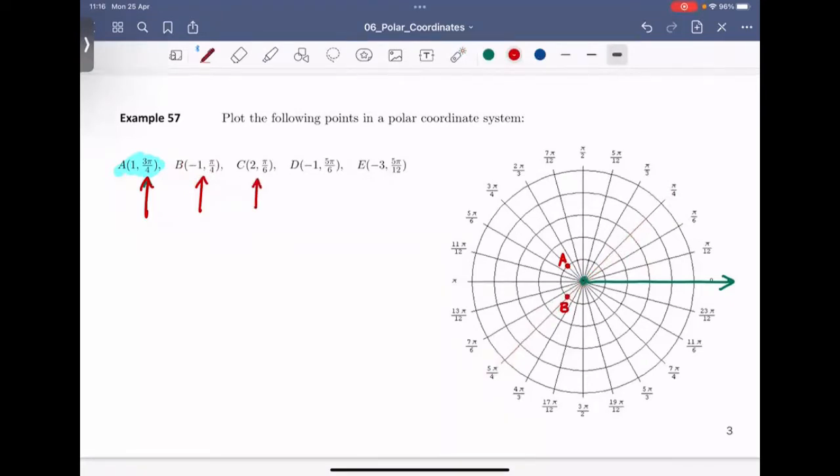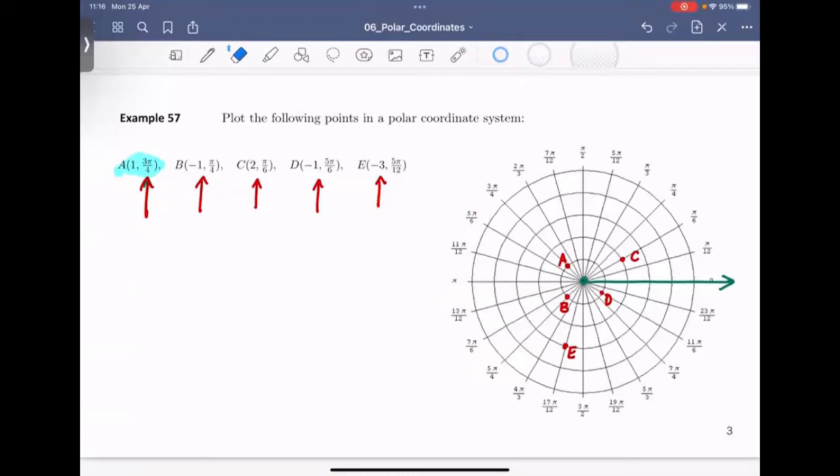And the letter C here. So you have 2 and pi over 6. This is pretty simple. You take pi over 6, and then you go up 2 units. And then D here is -1, 5 pi over 6. I'm going to go a little bit faster. So 5 pi over 6 is here. So -1, I go back here, so I get D. And then the last one is E, which is 5 pi over 12, and then you go -3. So this is E.